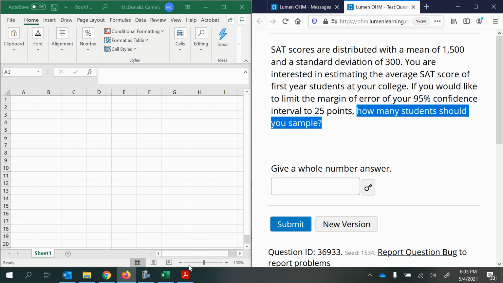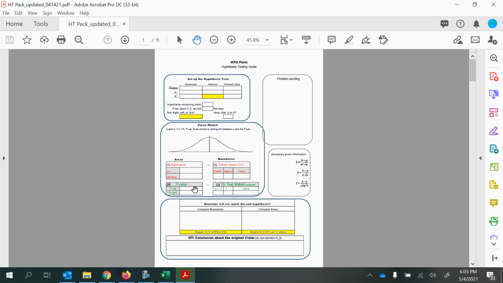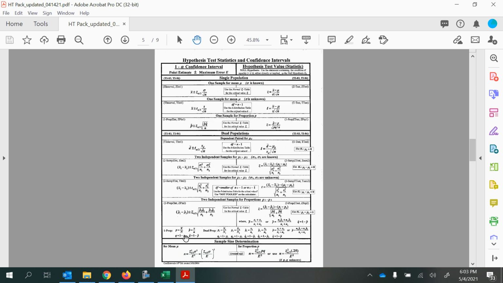sample. This is telling us to estimate the necessary sample size in order to reach our goals of the limit of the margin of error and the confidence level.